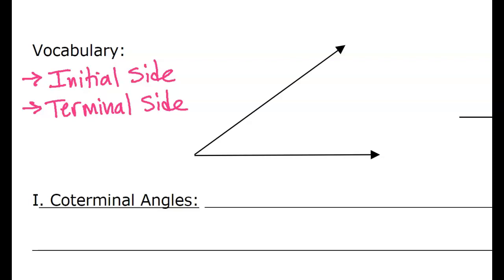So here on this angle, my initial side is always going to be, if I applied this angle to a quadrant plane, our positive x-axis, or a 0-degree angle. This is our initial side. Your initial side is always going to be on the x-axis. Sometimes it will be the reverse, and therefore the initial side would be on the negative x-axis. But it's always going to start on the x-axis. So this is our start. This is where we begin.